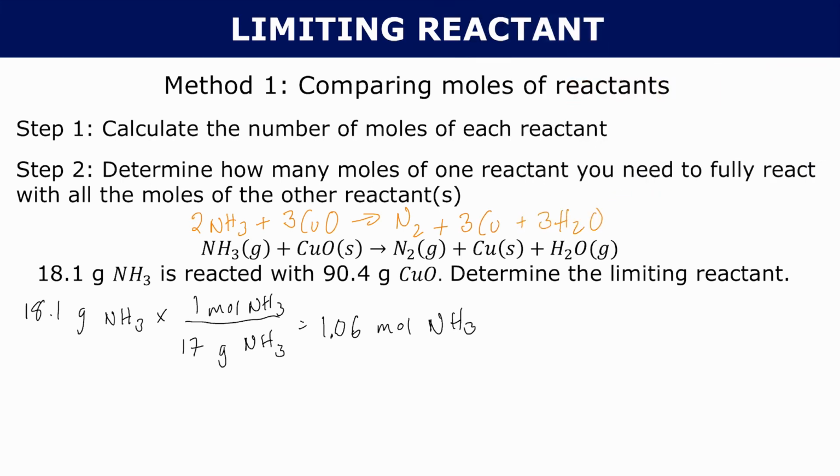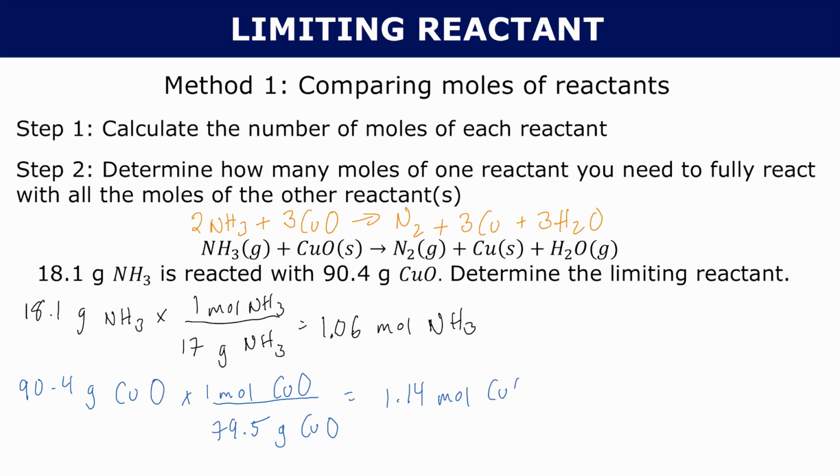And let's do the same for the copper oxide. We're told that we have 90.4 grams of copper oxide, and the molar mass of copper oxide is about 79.5 grams of copper oxide per 1 mole of copper oxide. And that's about 1.14 moles of copper oxide. Okay, so that's the first step. Let's look at step 2.